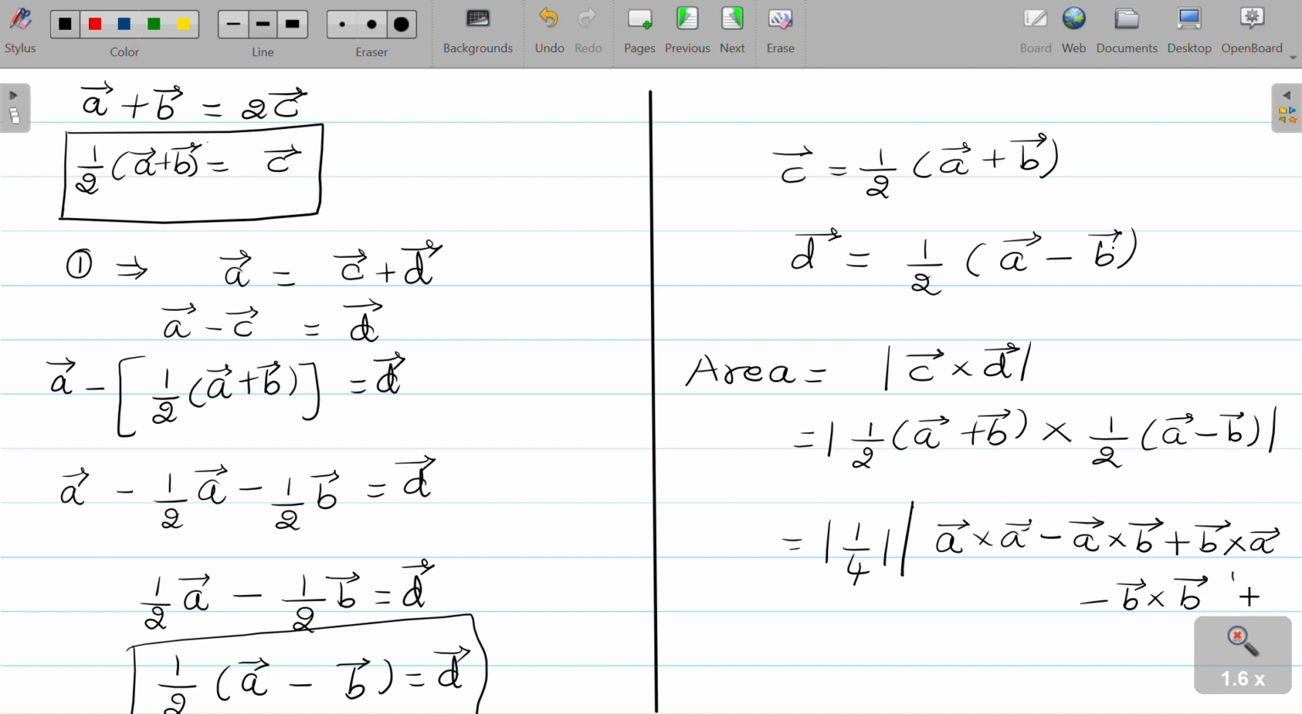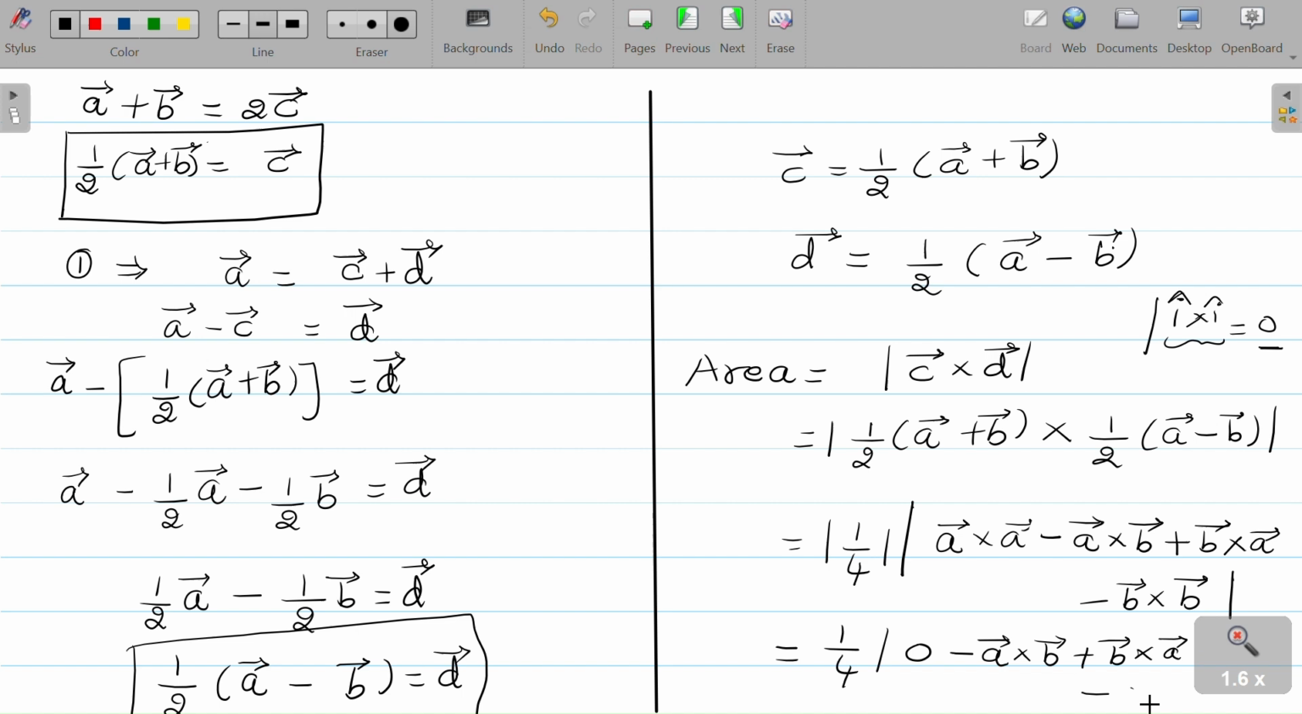Okay, so we know that in cross product, if we have the same vectors and we cross them, it will become 0. We know that I cross I is going to be 0, because the cross product has sine theta, and sine 0 has value 0, the same vector being at 0 degrees, so the value will become 0. So here we have 1 by 4 modulus of A cross A will be 0, minus A vector cross B vector plus B vector cross A vector. Here we have B cross B, that is going to be 0.